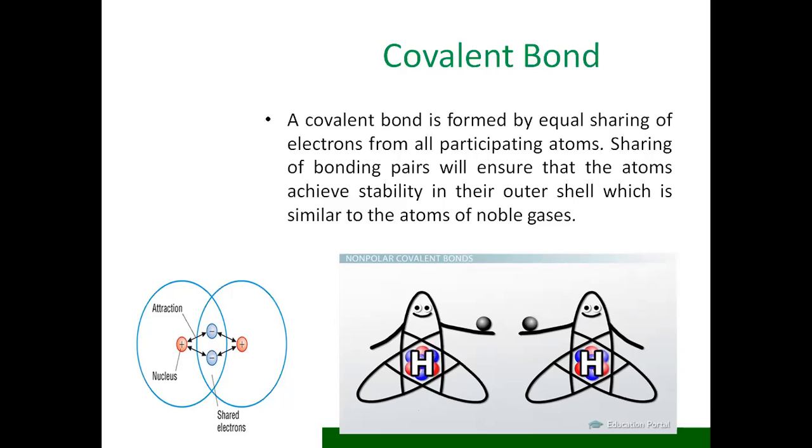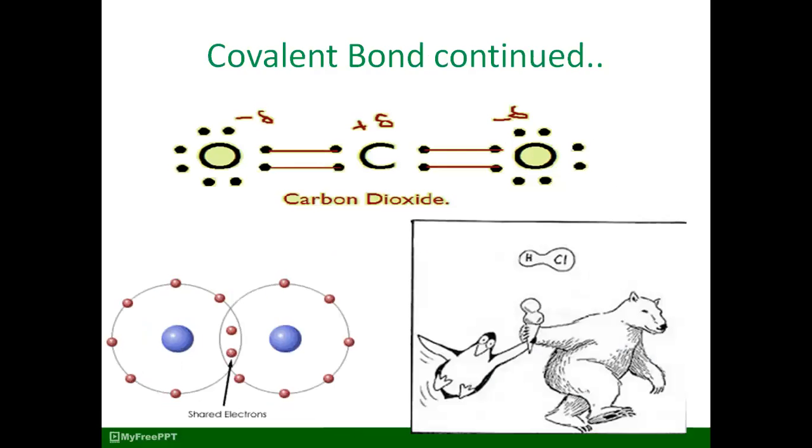Nonpolar means when two atoms have the same electronegativities. Let's have an example of polar covalent bond. Polar means the atoms have different electronegativities. Like oxygen has more electronegativity than carbon. The double bond is formed when two atoms share two pairs of electrons with each other. Like in carbon dioxide, oxygen is more electronegative than carbon.